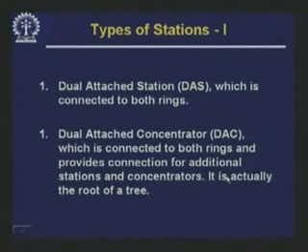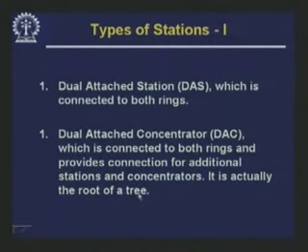Now, let us talk about the type of network stations which may be connected to an FDDI ring. One is a dual attached station, which is connected to both the rings. That means it is a station which is connected to both the rings, that is why it is called dual attached. Then we have the dual attached concentrator, DAC, which is connected to both rings and provides connection for additional stations and concentrators. It is actually the root of a tree.